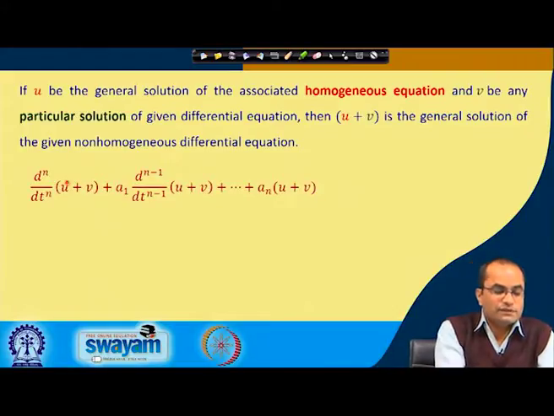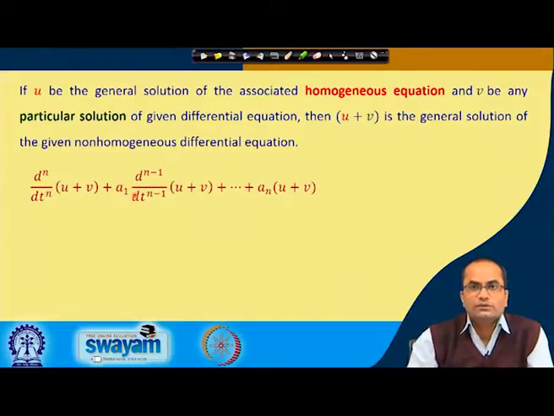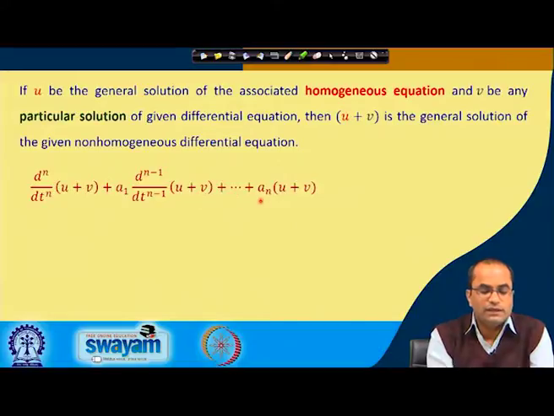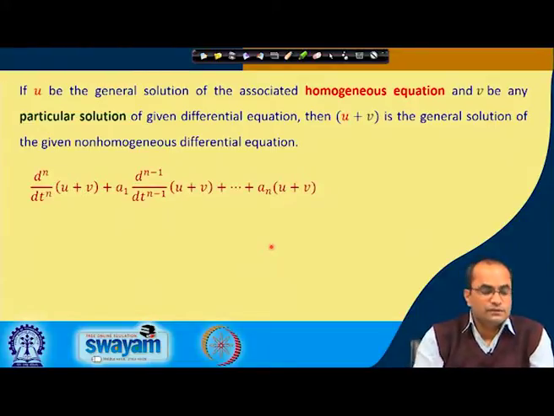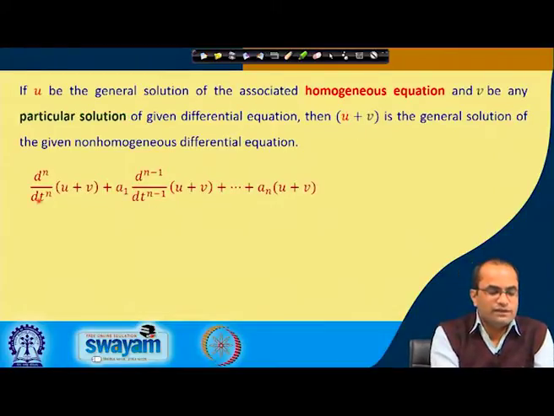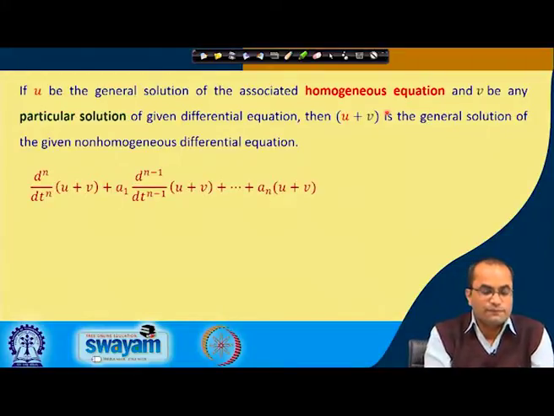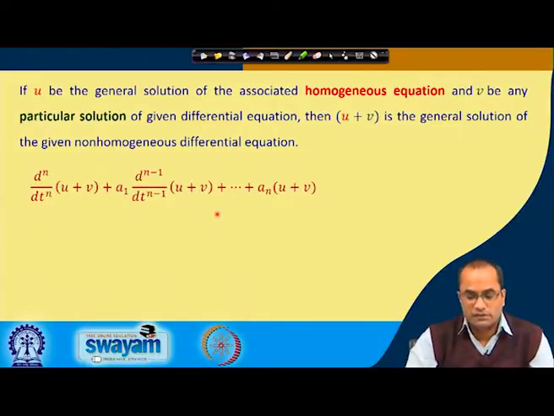For that we consider the left hand side of the equation and substitute u plus v into it. Here we have the nth order derivative of u plus v, the n minus 1th order derivative of u plus v, and so on up to a n times u plus v. Here we have taken t as the independent variable; one can take x also. Let us assume u is a function of t and v is also a function of t. We want to check whether u plus v satisfies the given differential equation or not.